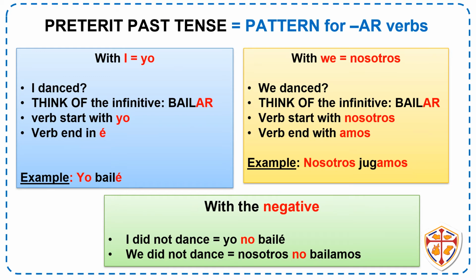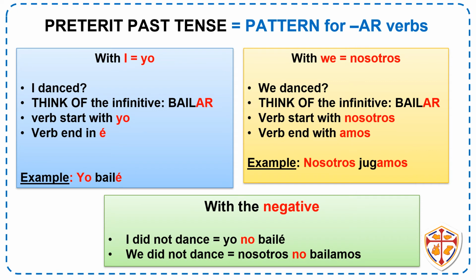How do you do the same sort of process but with a different person? Let's say, for example, that you wanted to say we danced in the preterite past tense. We danced. In this case, what you have to do again is think of the infinitive, to dance, bailar, which is an AR regular verb. Remove the AR and put another ending instead. In this case, the ending is amos. Therefore, if you have a look at the example in the yellow box, you will have to start your verb with nosotros, which means we, and then jugamos, which means played.